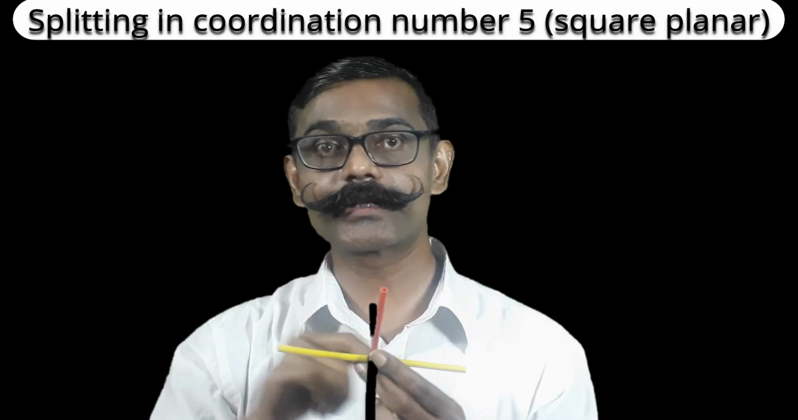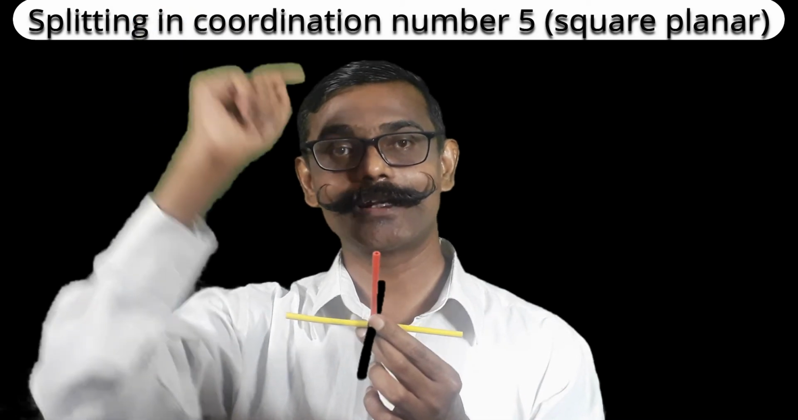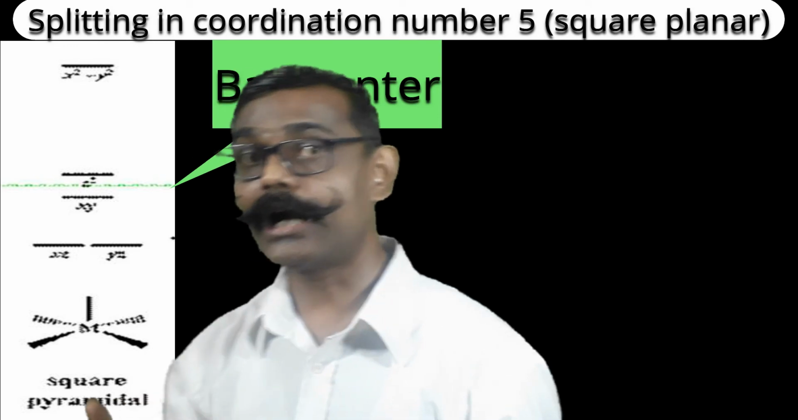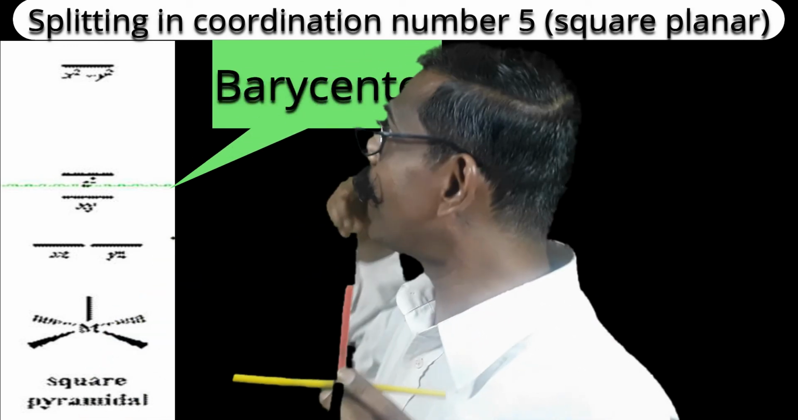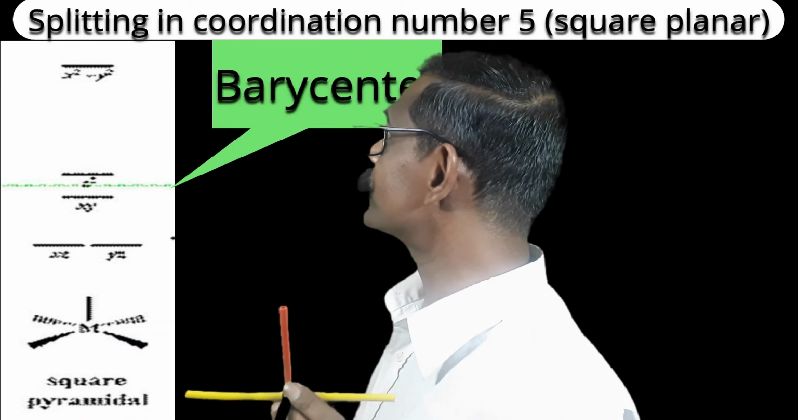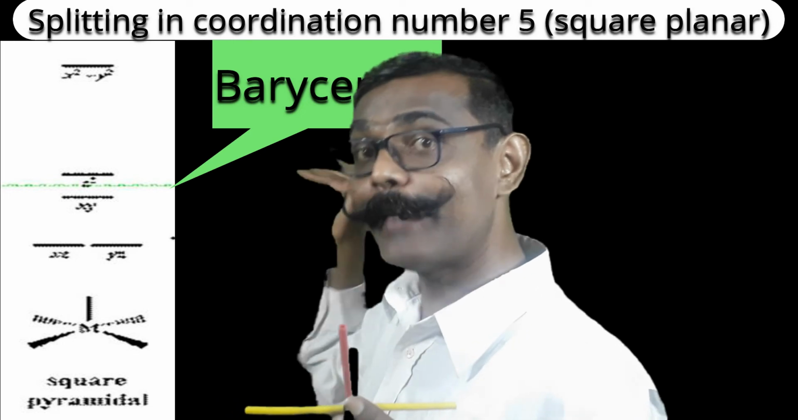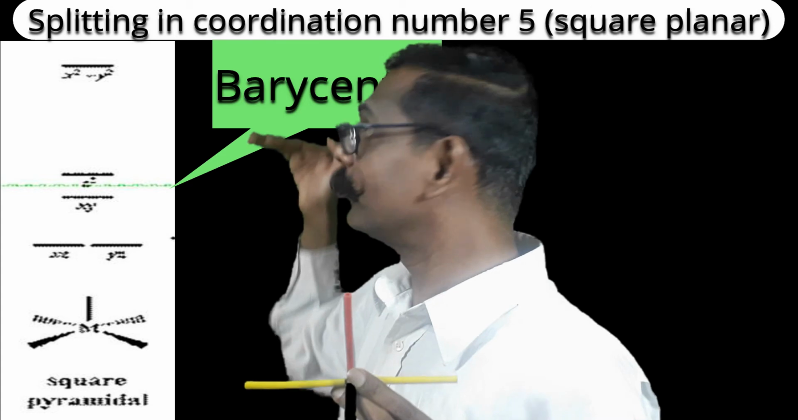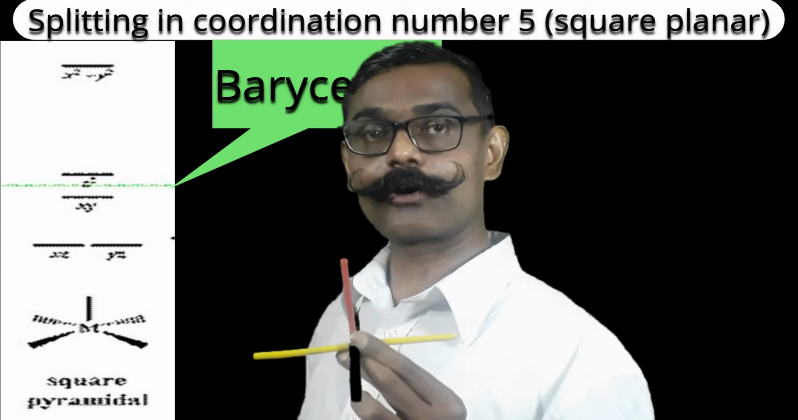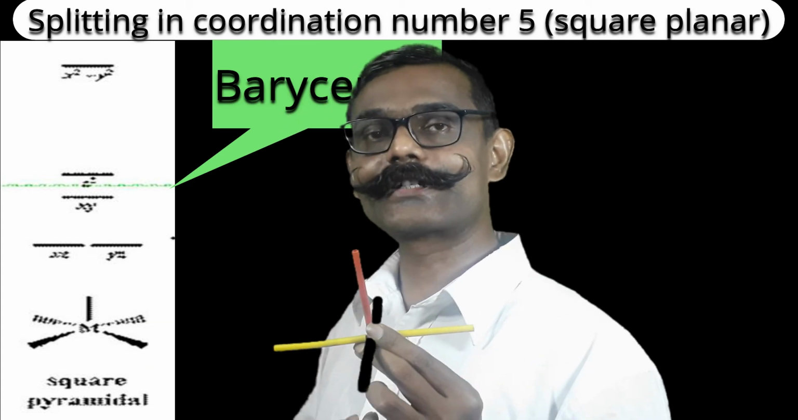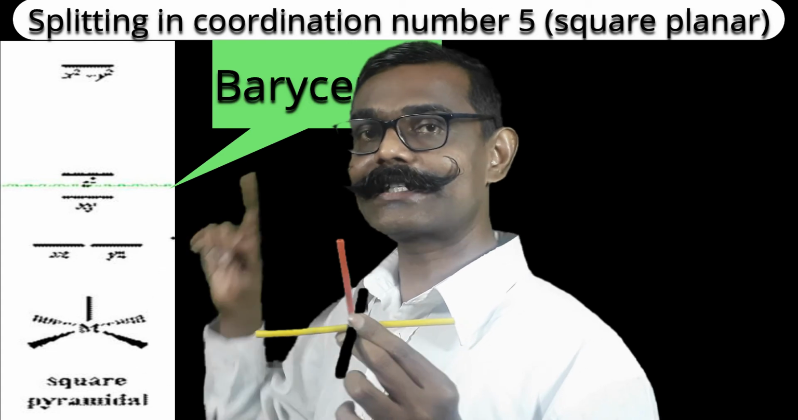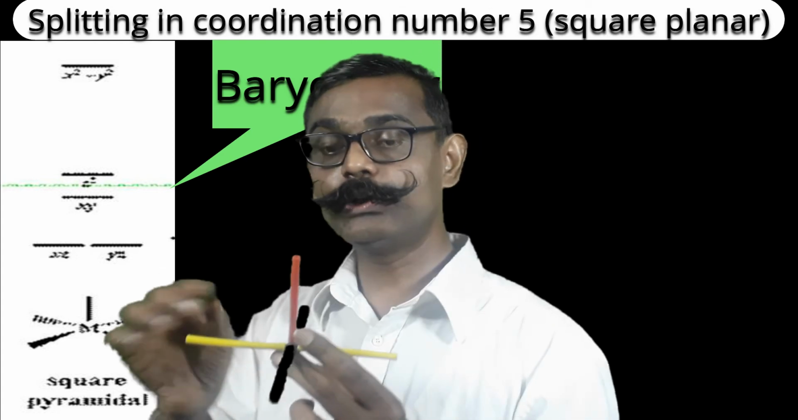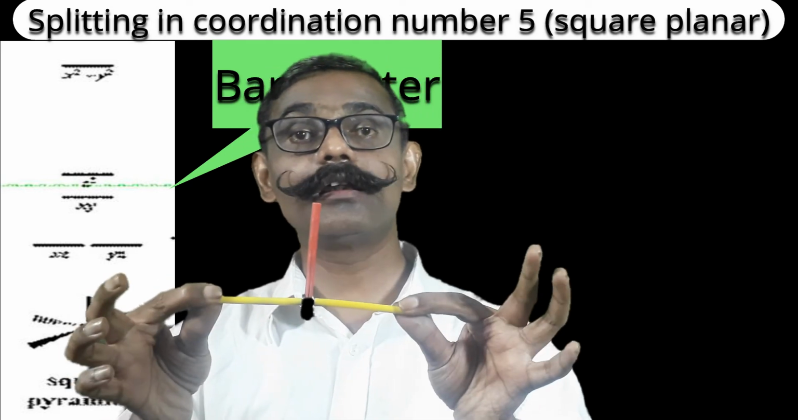So what is our energy sequence now? Dx square minus y square, dz square, dxy, then dxz and dyz. See how the barycenter separation is there. Highest energy dx square minus y square, then dz square, then barycenter is there, equilibrium line is there, center of gravity is there. Below that dxy orbital, and below that dxz and dyz orbitals. That's the energy sequence. That's the separation for coordination number 5, having square pyramidal arrangement.